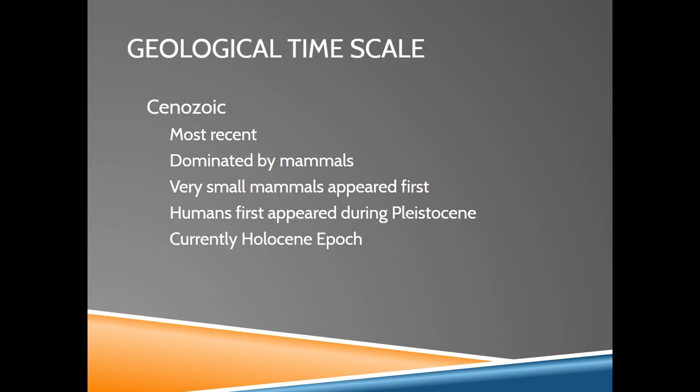Just saying. Alright, geological time scale. The Cenozoic, most recent, dominated by mammals. Very small mammals first appeared. Humans first appeared during the Pleistocene. And currently we live in the Holocene epoch. So that is our most current one.